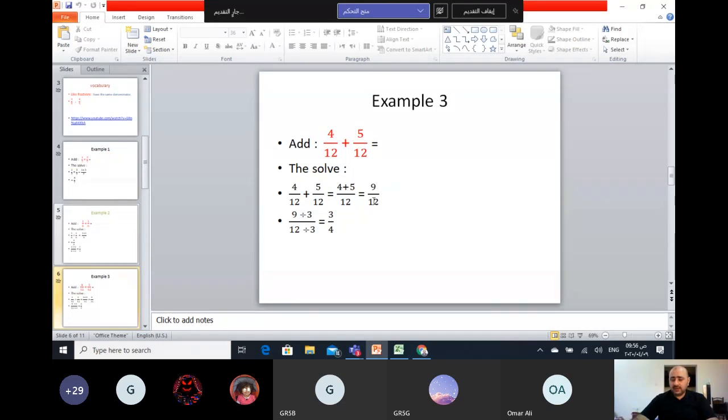You will find the GCF for 9 and 12 will be 3. So go back to the same fraction, divide by 3 up, divide by 3 down. 9 divided by 3 will be 3, and 12 divided by 3 will be 4. So this is the last answer, the simplest form.